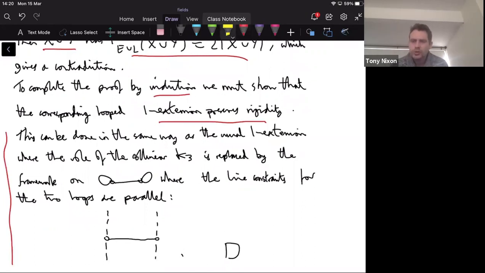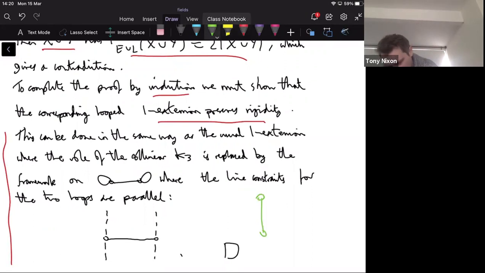But what we're going to do is, if you remember, for the usual one extension, so let's draw a picture at the side. The usual one extension took an edge xy, subdivided it by a new vertex v that we put p of v exactly on the midpoint of the line through p of x and p of y. And we used this with the edge xy kept to say this gave us a circuit.